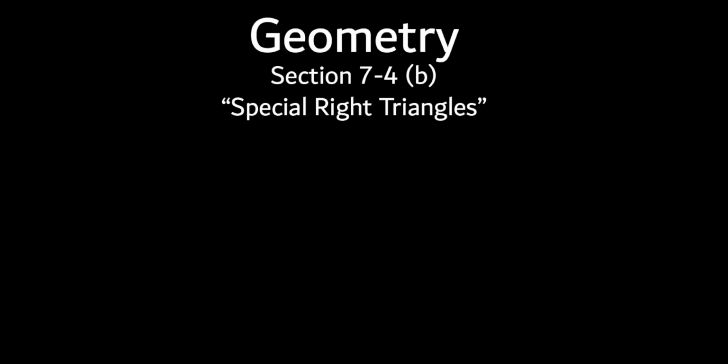So the last lesson we did, it was still section 7.4, but it was 7.4a, and we did a special kind of triangle. Do you remember what that special triangle was? It's a 45, 45, 90 triangle. Let's review that briefly.